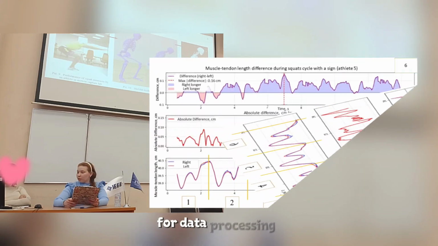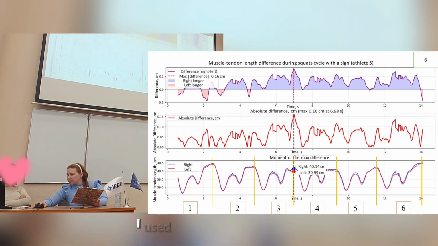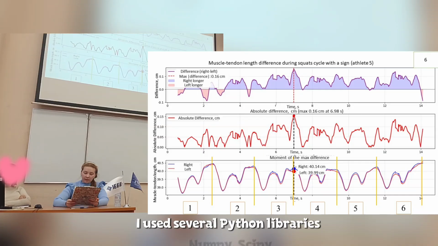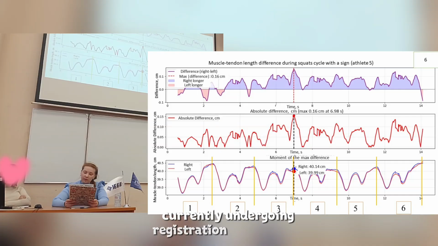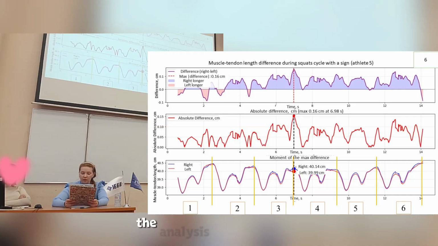For data processing and visualization, I used several Python libraries, NumPy, SciPy, Pandas, as well as my own algorithm, currently undergoing registration as computer software. The analysis was performed on 5 athletes. This slide currently displays the results for 1 athlete.